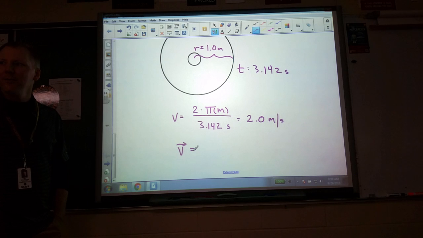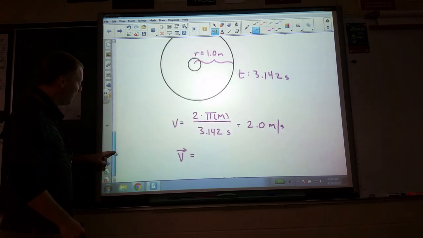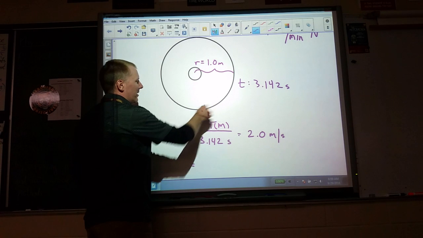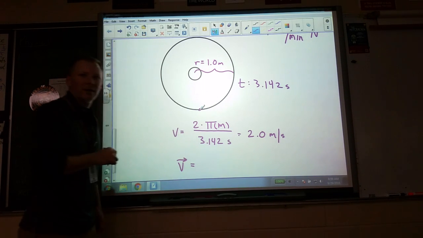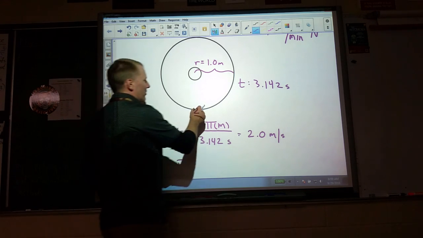How would I describe the velocity? Would it be infinite or zero? It's where you stop and where it started. Could be. Go ahead, Hannah. It depends on where you start and where you stop. So if I started counting here and I stopped after one circumference, it'd be 0. It'd be zero. What if I went here?